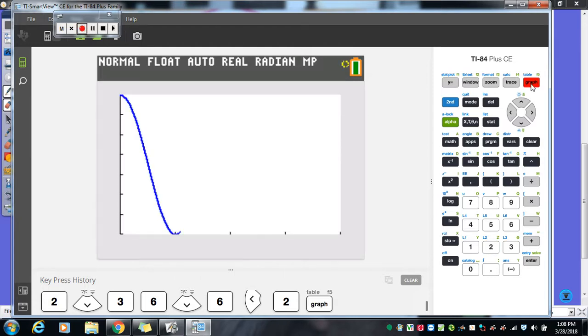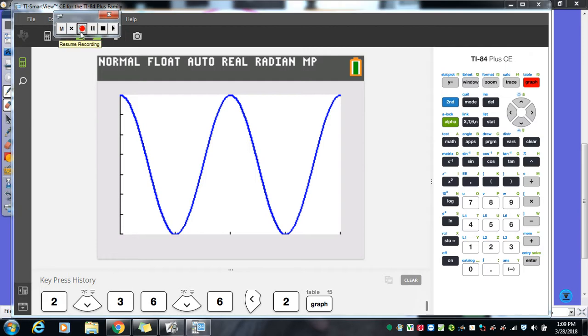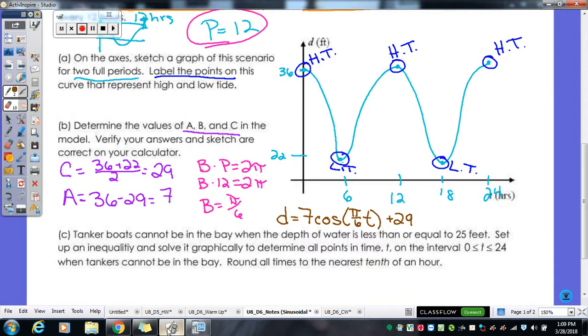So now when we look at our graph, does that match what we have drawn? Yeah. So that does now match what we have drawn on the paper. Let's take a look at our next part.